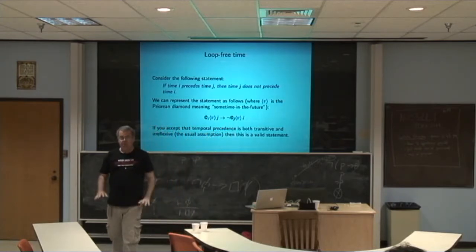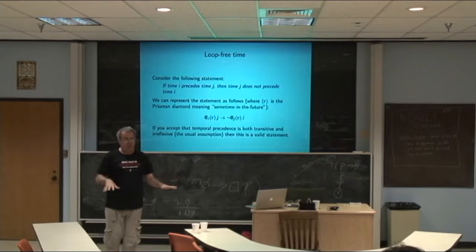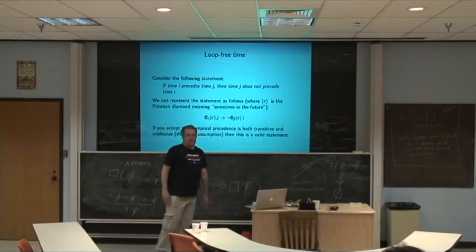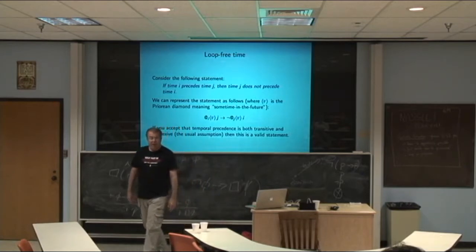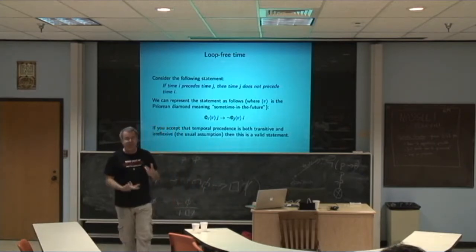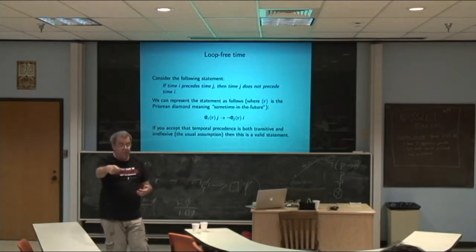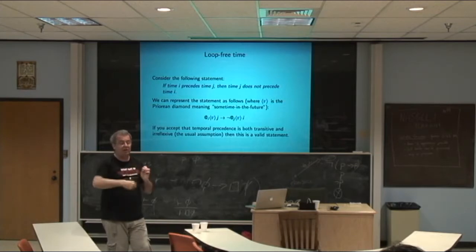Is that clearly capturing what we're saying? Okay. And the point is that this pretty much is true. We have to accept this as true if we accept two fairly common assumptions about the temporal flow, namely that it's transitive. So if time 1 comes before time 2 and time 2 comes before time 3, then time 1 comes before time 3. And also that it's irreflexive, that no point of time precedes itself.